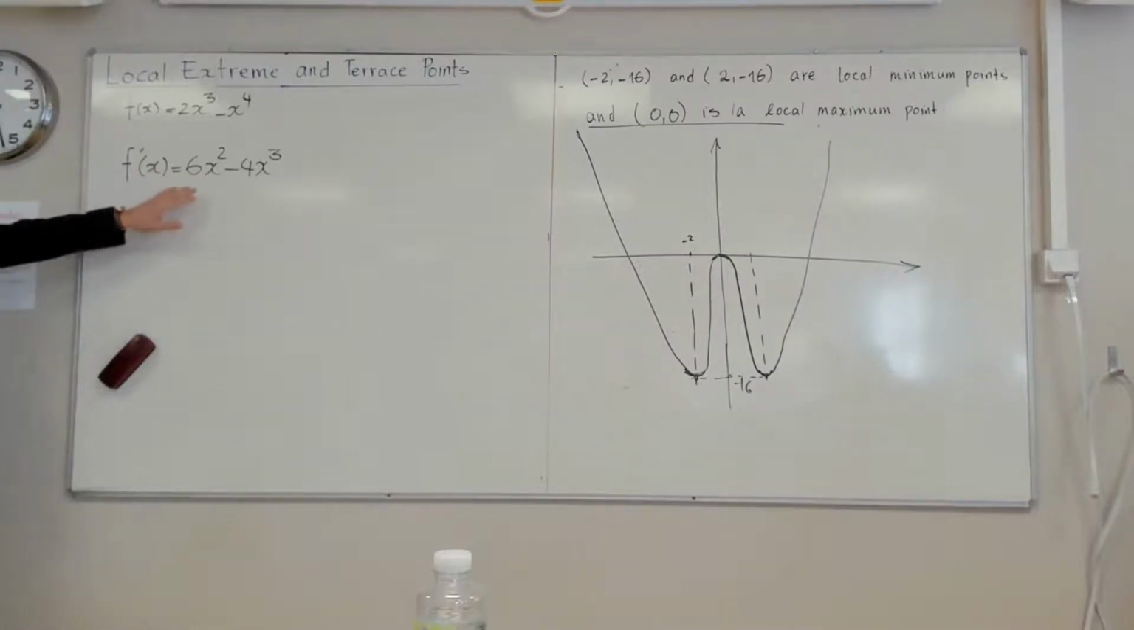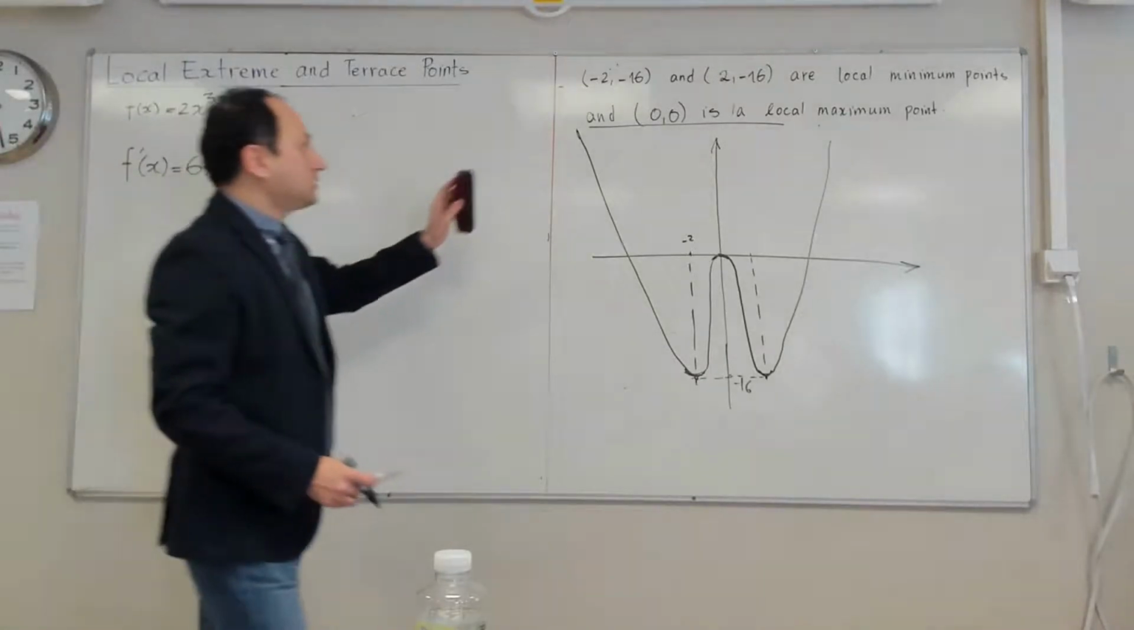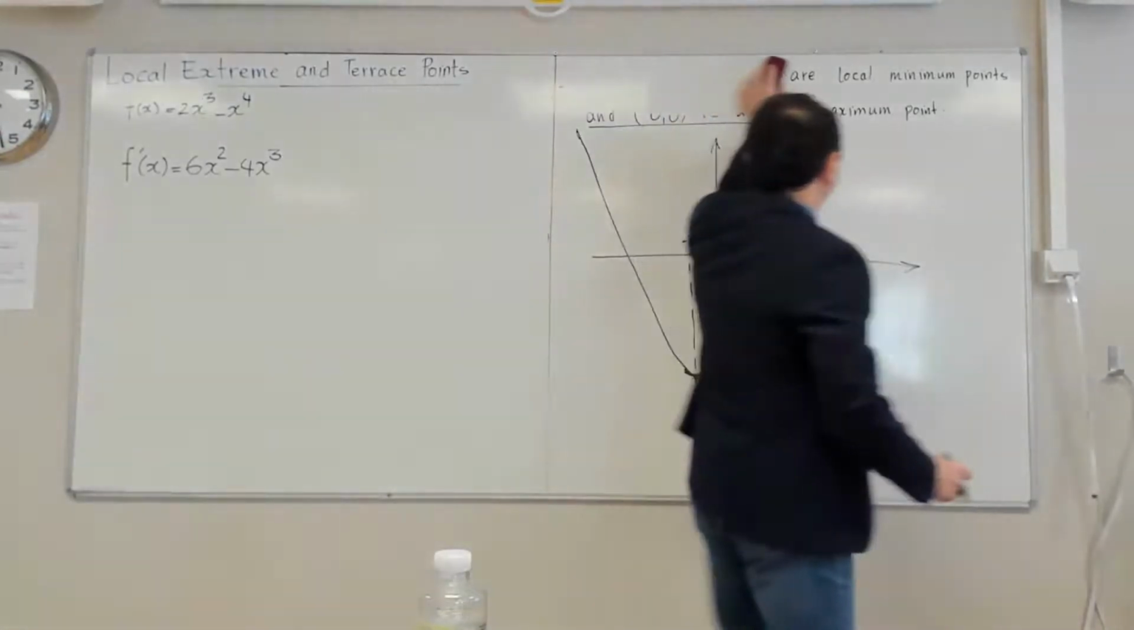I mean, put it equal to 0 and try to find the roots, set up the table, and realize which points are local maximum and which points are local minimum.